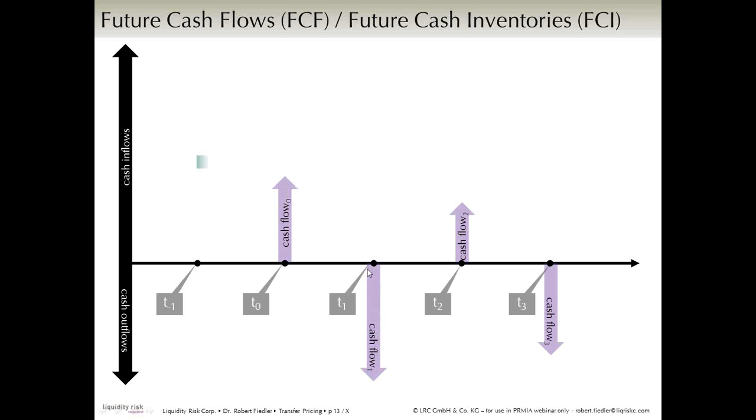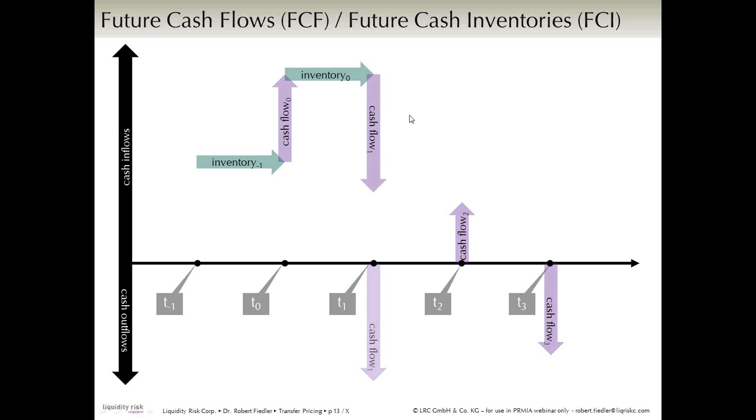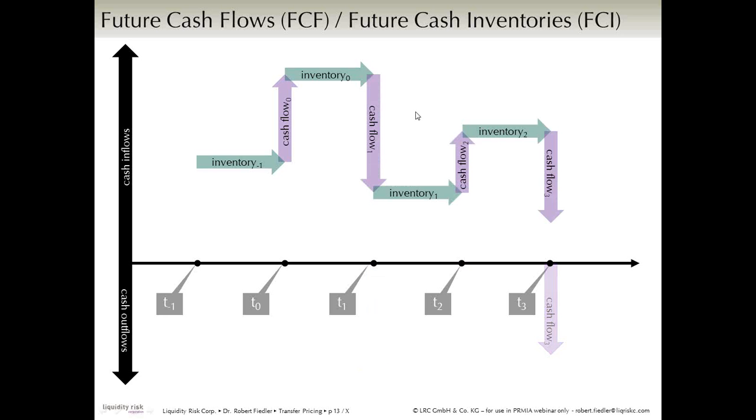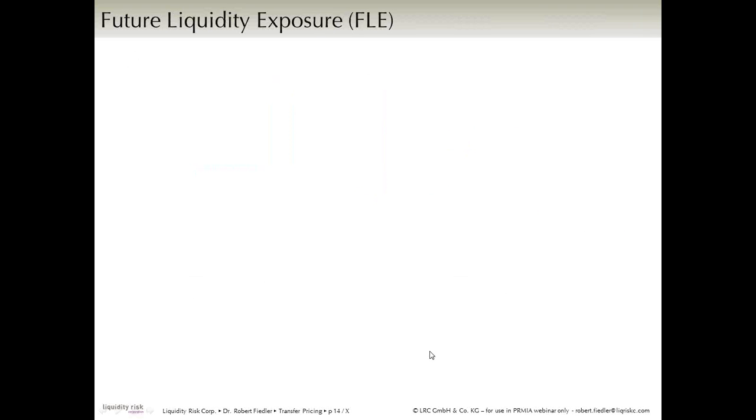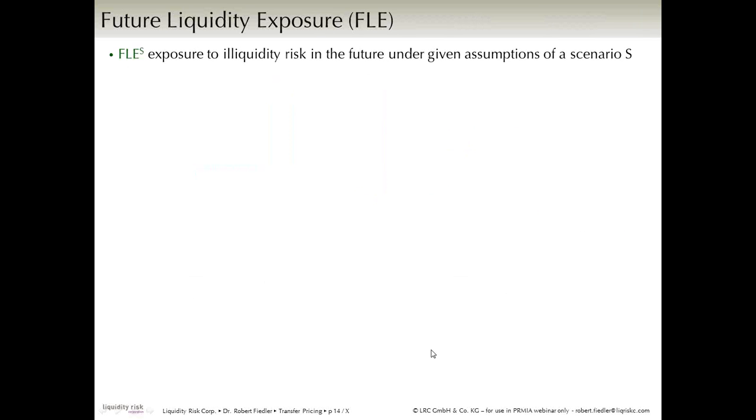Okay, in a picture we have something like that. We have the cash flows given. We need a starting point, and then from that these cash flows determine the next inventory and then the next inventory and so on and so forth. So these are the elements we really need to calculate. Now, if we apply this to the bank, the forward or future liquidity exposure, FLE, we want to measure the exposure to illiquidity risk in the future, again under a special scenario.